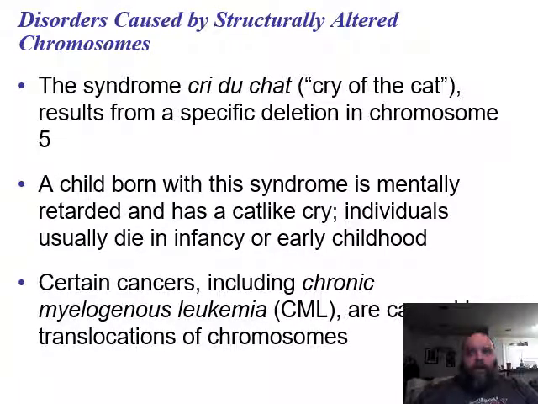When you start looking at further alterations to the chromosomes, instead of just numbers, presence, absence, as we saw in the last couple of slides, what happens when you alter the structure of the chromosome itself? If you were to go through and delete portions of chromosome 5, you're going to end up with a developmental disorder referred to as cri du chat. Sorry, my French is not that great. Basically, cry of the cat.